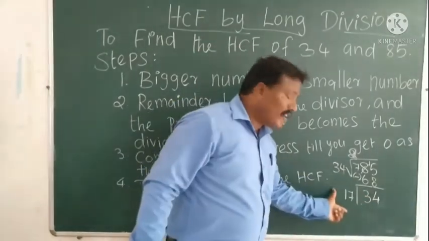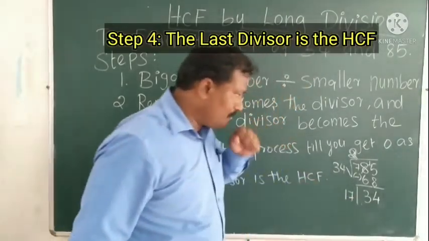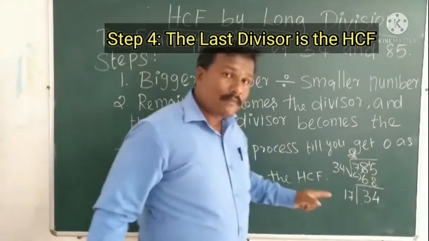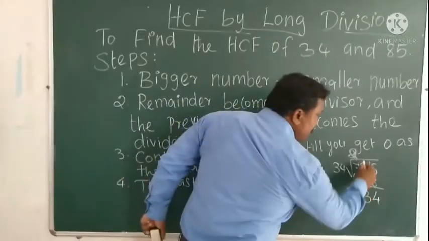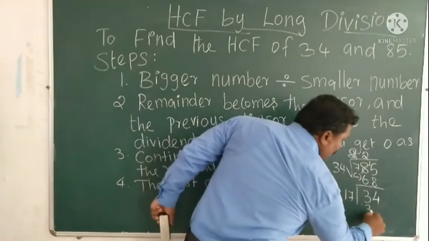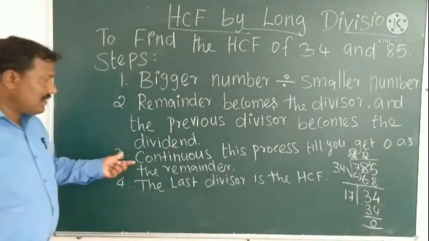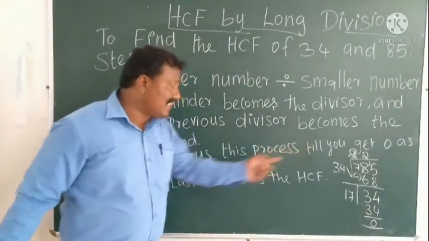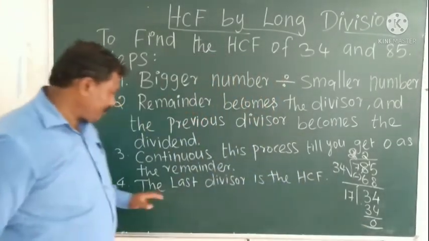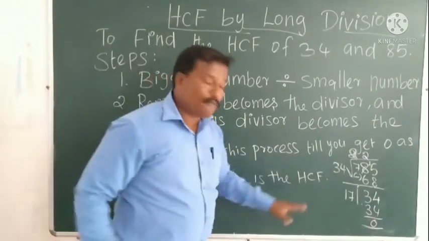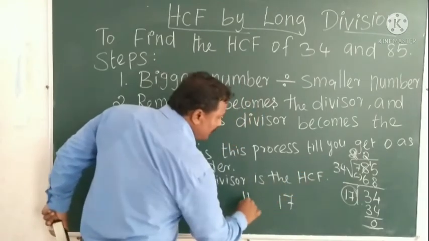Now we have to divide 34 by 17. How many 17s are there in 34? One 17 is 17, two 17s are 34. So two 17s are 34. Now the remainder is 0. Third step, continue this process until you get a remainder of 0. Now I got remainder 0. Finally, the last divisor is the HCF. The last divisor, 17, is the HCF.